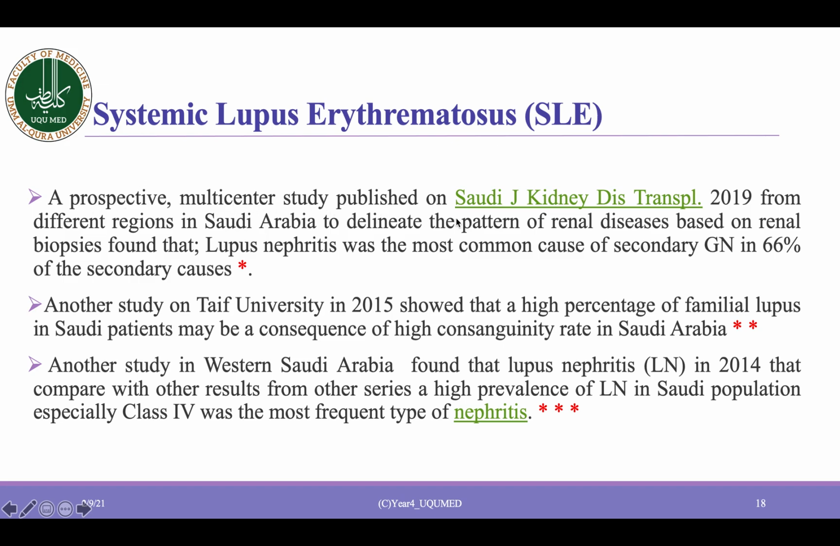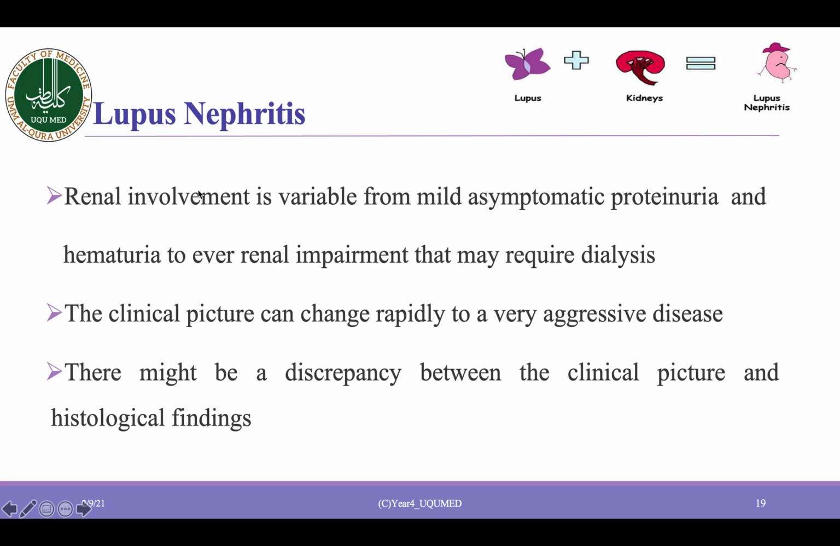A prospective multicenter study published in 2019 in Saudi Arabia examined the pattern of renal disease based on renal biopsy, and they found lupus nephritis was the most common cause of secondary glomerulonephritis, in 66% of secondary causes. I cannot emphasize more that renal disease is common with systemic lupus. Renal involvement is variable, from mild asymptomatic proteinuria in some patients to hematuria to renal impairment that may require renal dialysis. So patients with lupus have high risk of developing glomerular disease. The clinical picture can change rapidly. There might be discrepancy between the clinical picture and the histologic finding.